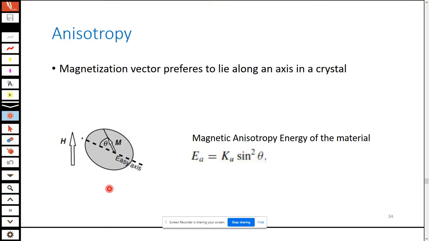Another property which engineers might not see most often is called magnetic anisotropy. Anisotropy refers to any material property. If I take density, for example, I expect that it will be isotropic in a material. Wherever I go in a material, the density will be the same.